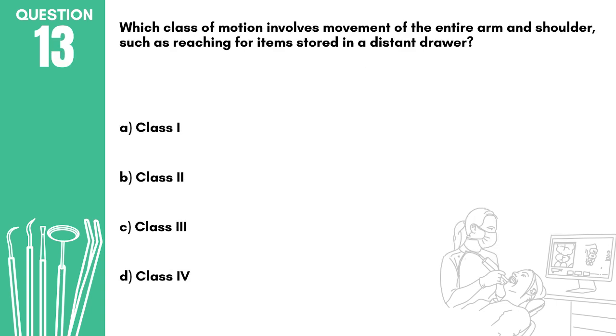Question 13. Which class of motion involves movement of the entire arm and shoulder, such as reaching for items stored in a distant drawer? A. Class 1. B. Class 2. C. Class 3. D. Class 4.